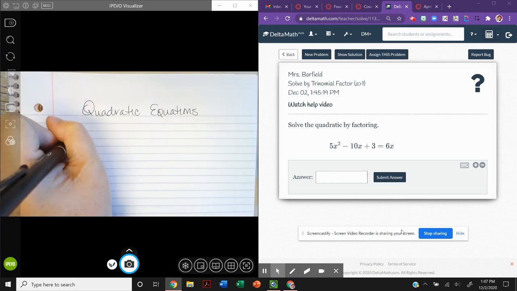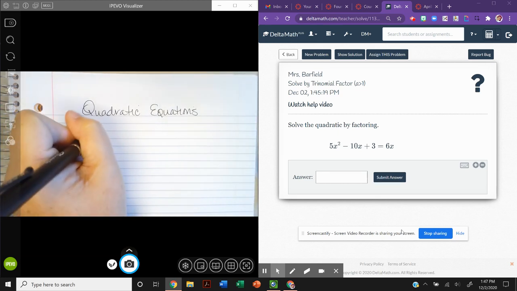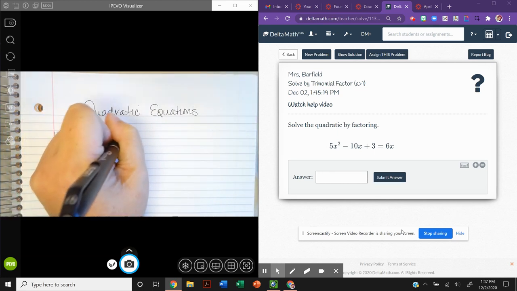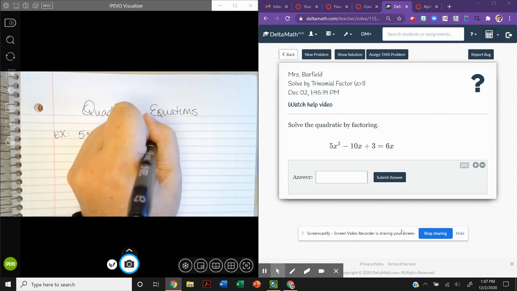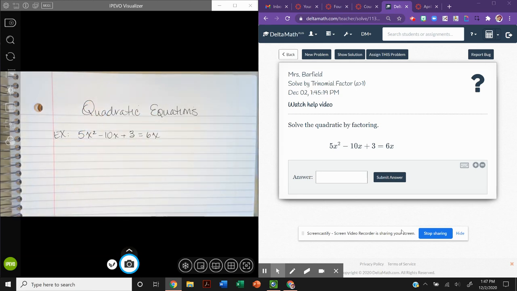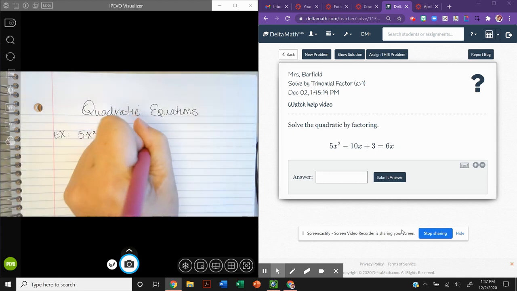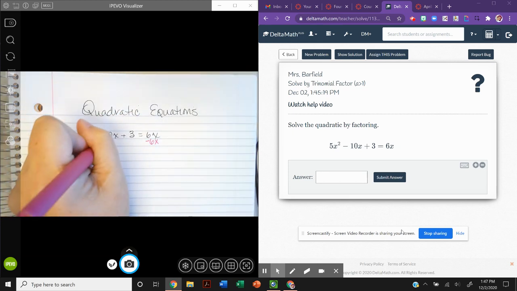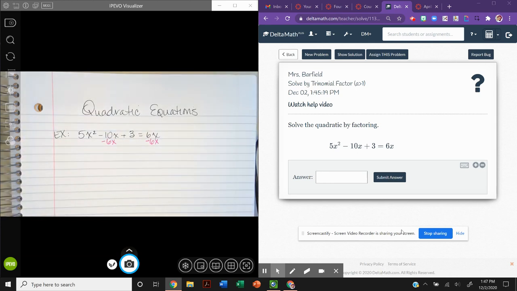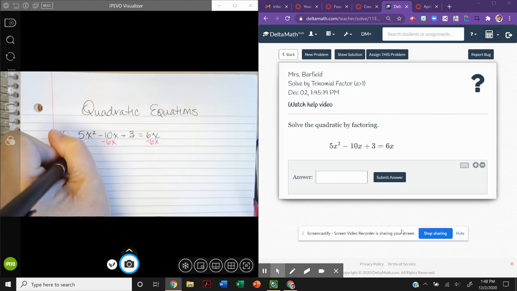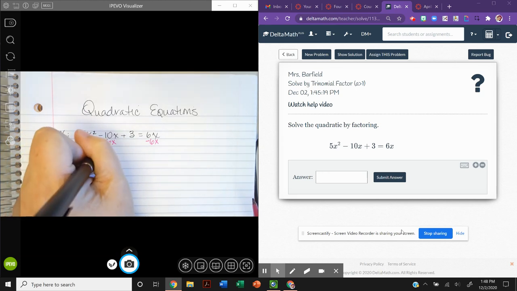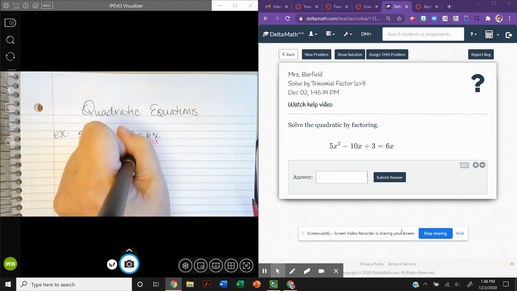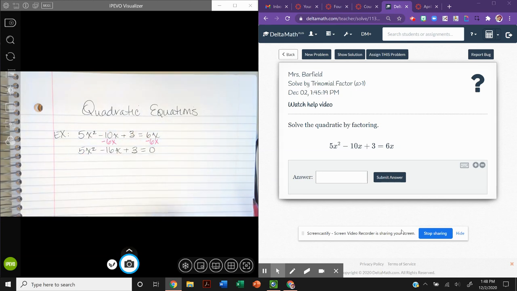So it's very similar to what we were doing yesterday. So 5x squared minus 10x plus 3 equals 6x. So just like yesterday, it's got to be equal to 0. So I'm going to subtract 6x from both sides. So that's going to give me 5x squared minus 16x plus 3 equals 0.